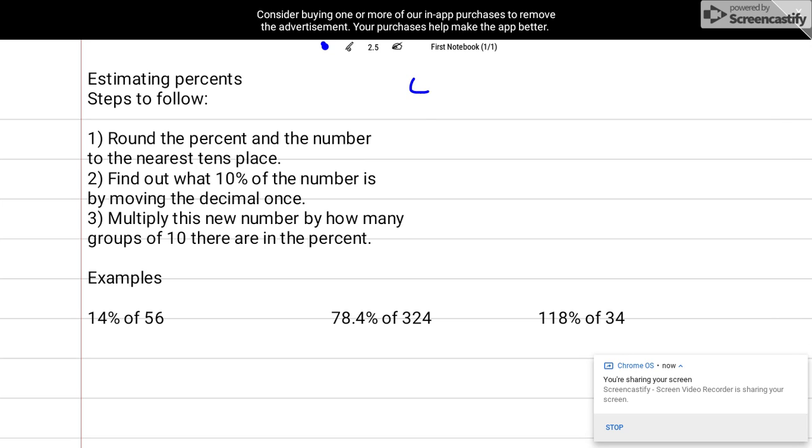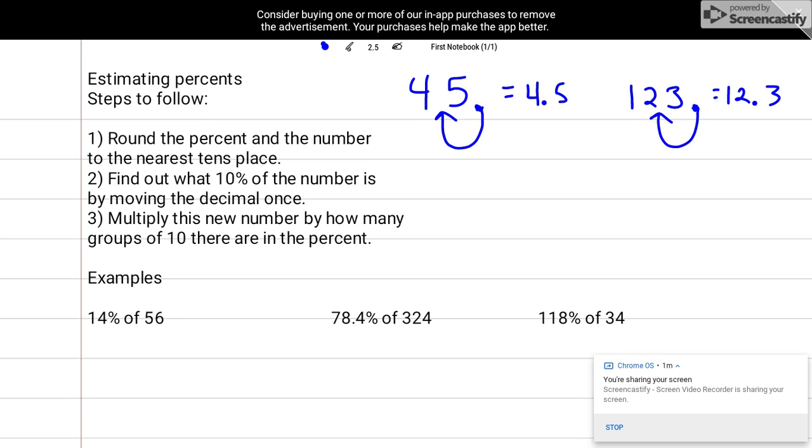So let's say my number is 45. My decimal point is right there. To find out what 10% of this number is, all I have to do is move the decimal place 1 over. So it tells me that 10% of this 45 is 4.5. If I have a number that's larger than 100, like let's say 123, my decimal point is right here. If I want to find out what 10% of this number is, all I have to do is move the decimal place once. I get an answer of 12.3. That's what we are going to be doing. So let's dive right into these examples.